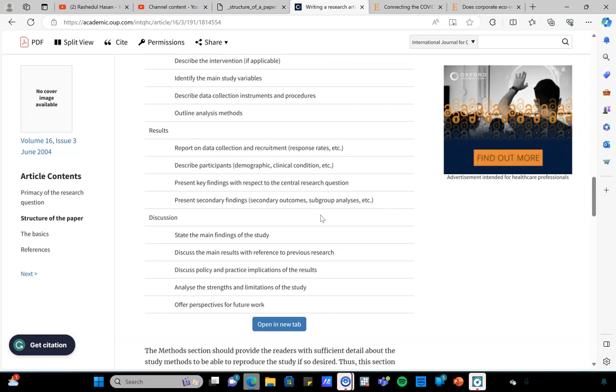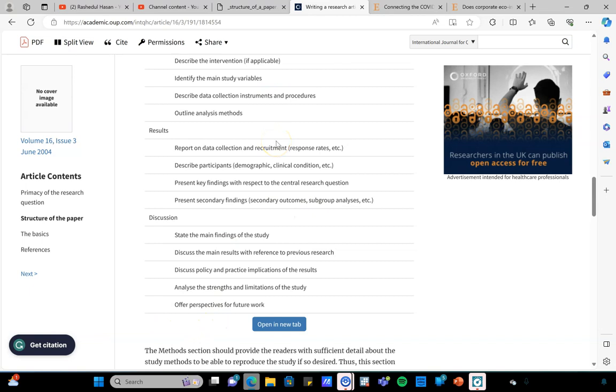That means, how do these findings help anyone? It can be for the regulators, it can be for the practitioners, it can be for the industry. How do you think they might benefit from these study findings? You have to also mention this in the conclusion.